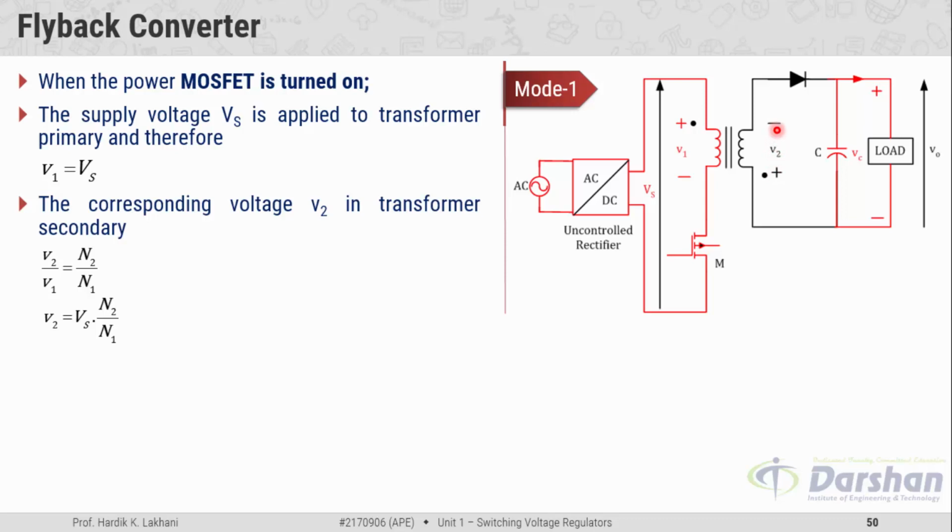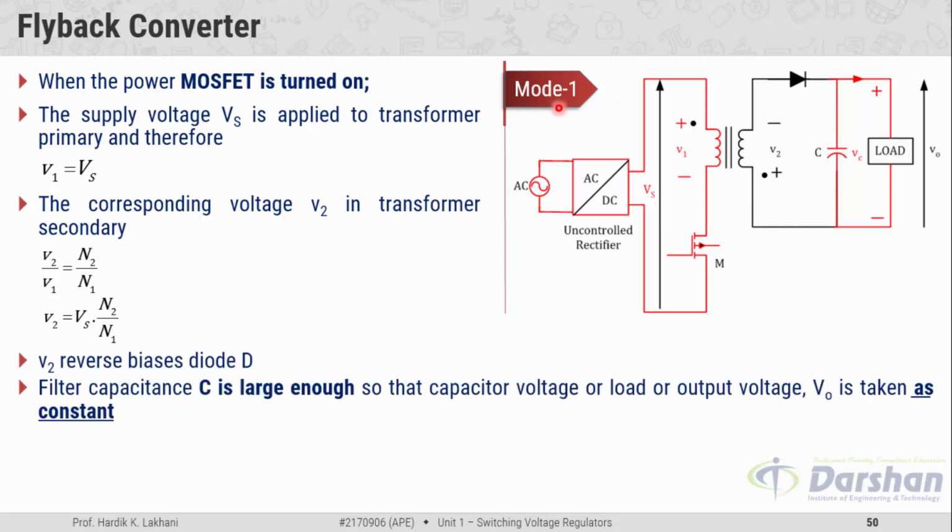That negative polarity appears at the anode of the diode, and because of that the diode is in the reverse bias condition and does not take part in the mode 1 operation. So V2 reverse biases the diode D, and the filter capacitor C is large enough so that the capacitor voltage, or the output voltage, is taken as constant. During the first interval, this capacitor takes care of the load.